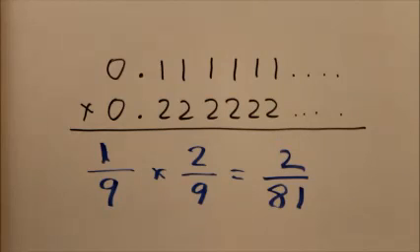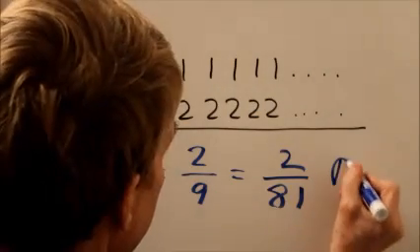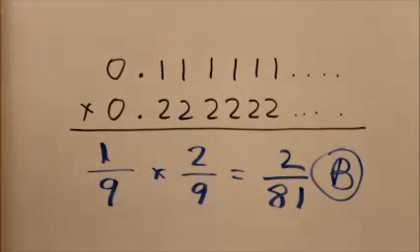And choice B in this question tells us exactly that. 1/9 times 2/9 equals 2/81. So the correct choice here is B.